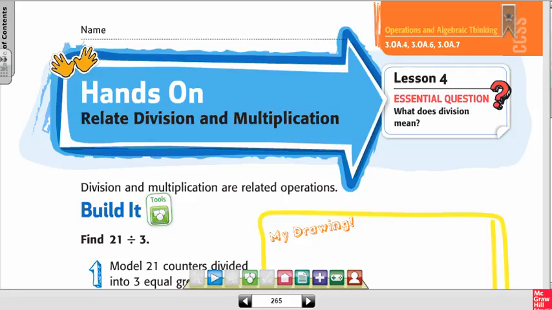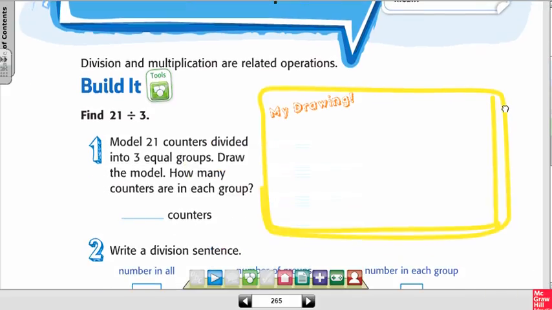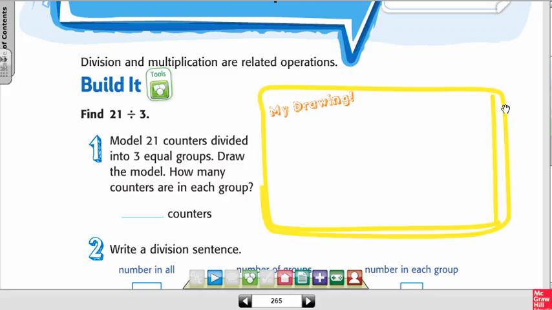It's chapter 5, lesson 4. It says relate division and multiplication. Division and multiplication are related to each other. They're just inverse operations. If I'm doing multiplication, then I could use division to check my work. If I'm doing division, I could use multiplication to check my work.